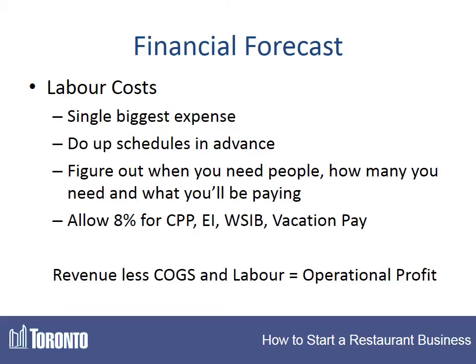So if you're projecting your revenues, you can also project your labor costs ahead of time. Just figure out how many people you need, and then figure out what you're going to be paying them. Once you have that mathematics done and you've come up with $10,000 a month in wages, well, then you add 8% for things like CPP, EI, WSIB, and vacation pay. So it's not $10,000, it's $10,800 is what your payroll is going to be.